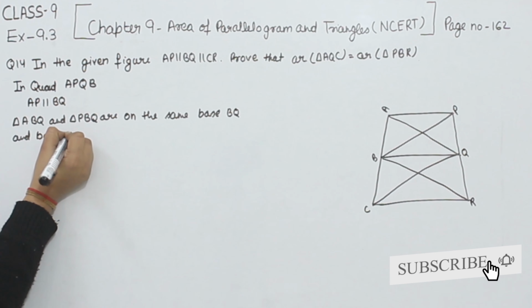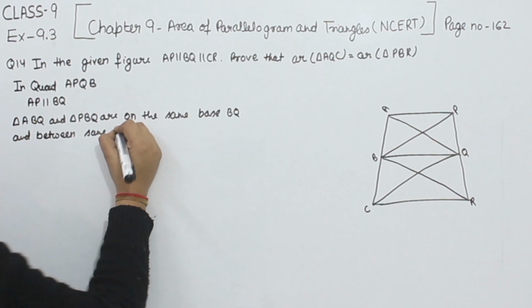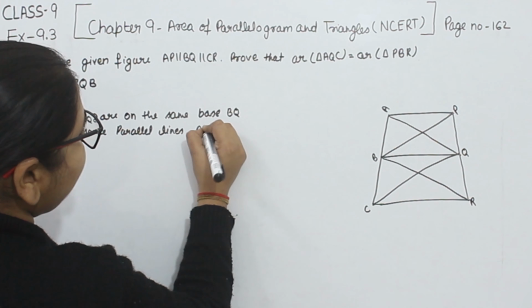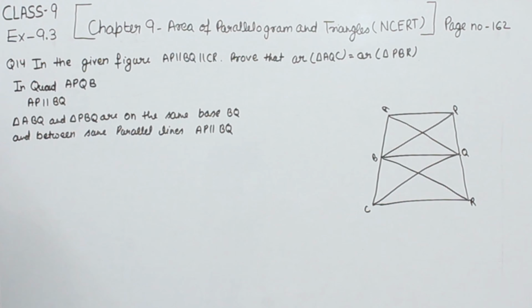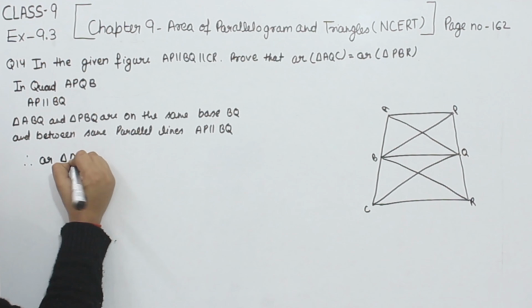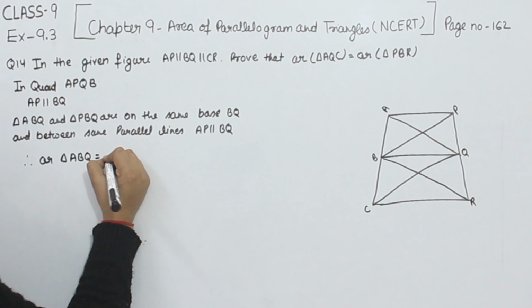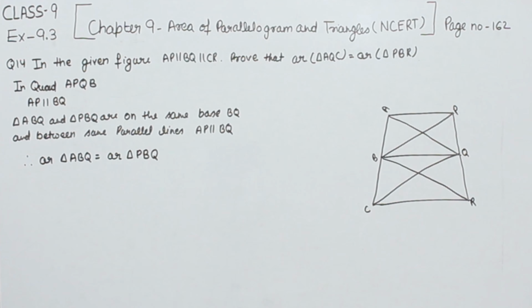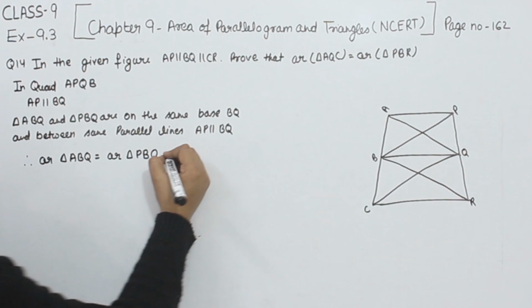between the same parallel lines, that is AP is parallel to BQ. Now if two triangles lie on the same base and between the same parallel lines, then the areas of the two triangles are equal to each other. So we are going to write here, area of triangle ABQ is equal to the area of triangle PBQ. Now this is equation number 1.